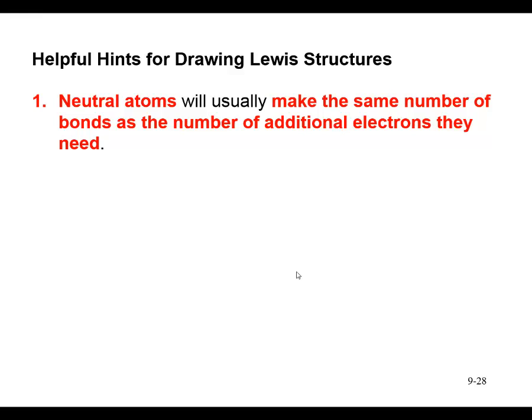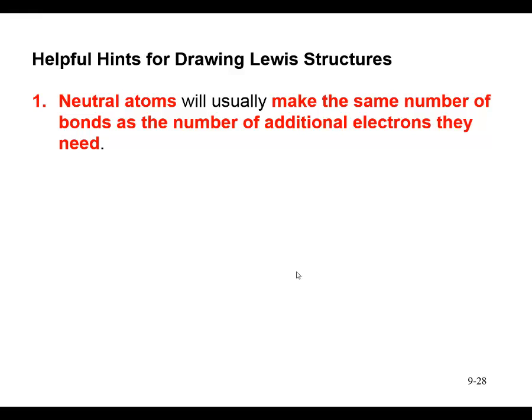Now that we've covered the rules as we're going through these structures, let's go ahead and consider some helpful hints that'll help you correctly draw many types of structures. If I have a neutral atom that I'm using in my molecule, I can often predict the number of bonds it might form. The number of bonds that neutral atom will frequently form is often the same as the number of additional electrons that it would need to fill its valence shell.